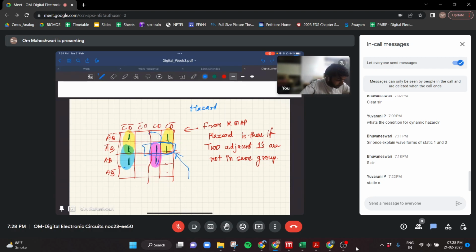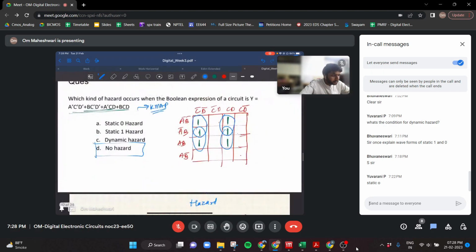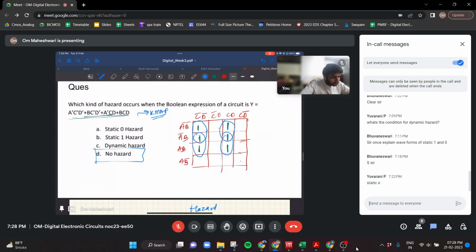This hazard case, but in this example, we see there's no hazard. Why? This one has only one neighboring one, but it is in the same group. This one has two neighboring ones, and it has groups with both this also and this also.